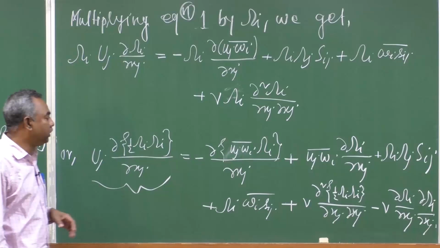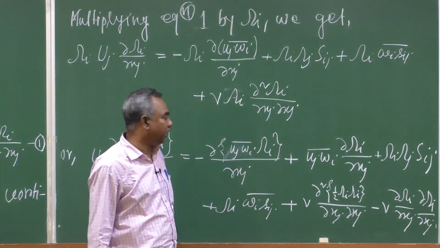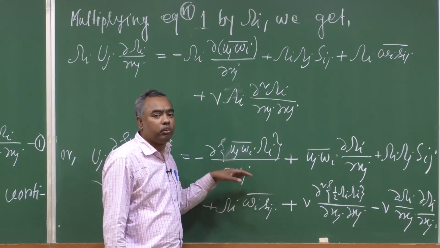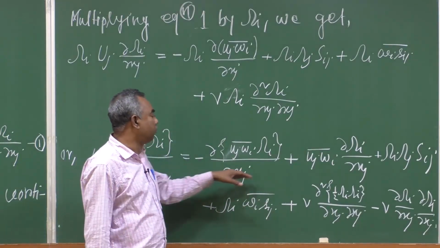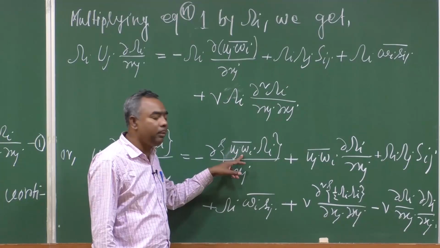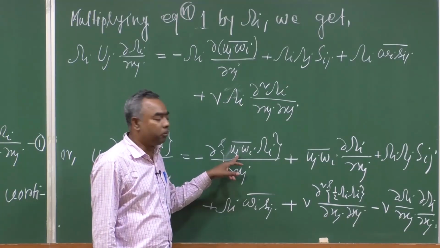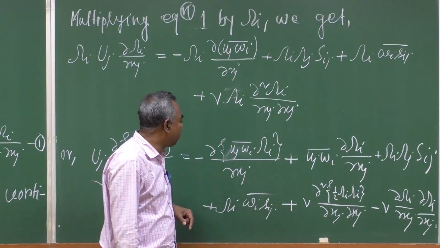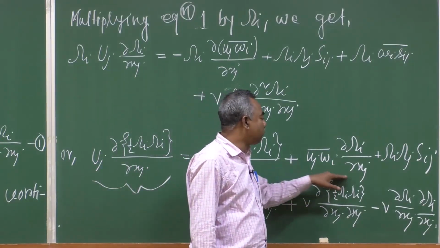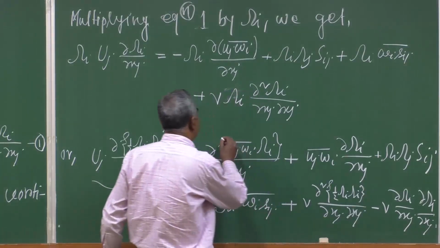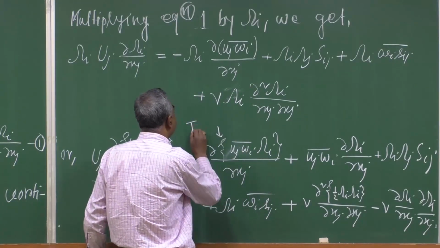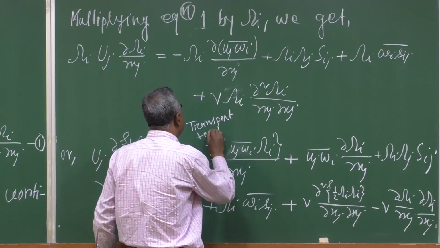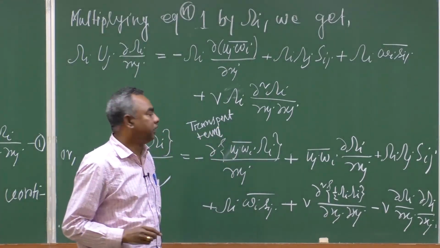The change of enstrophy is due to all the other terms on the right hand side. If you see this particular term, it is the transport term, transport of mean vorticity by the turbulent velocity fluctuations. So, this particular term is known as the transport of mean vorticity.